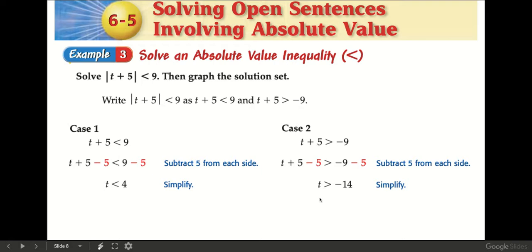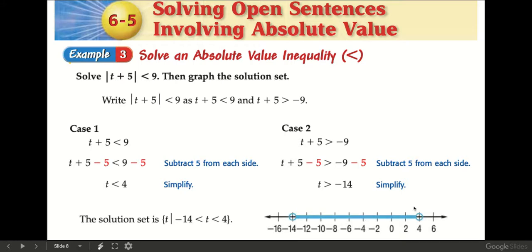So now I have my two inequalities, and let's look at what that looks like on a graph. t must be less than 4 and greater than -14. So when I look at my number line, it's going to look like this. These are all the values where t is greater than -14 and less than +4. Any value in between here will end up working in this inequality.